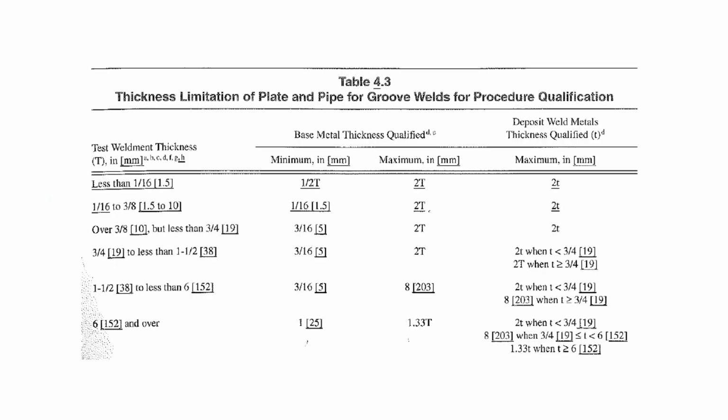So then we go on down a little further into AWS B2.1. It's got a thickness limitation for plate and pipe, for groove welds, for procedure qualification. You can see this looks a lot like a similar table in ASME Section 9, and there's a similar table in most of the AWS D1.1 and D1.3 and D1.6 type codes. They all have a table like this. This is much simpler than ASME Section 9, but you can see there's a lot of similarities if you're an ASME Section 9 type person.